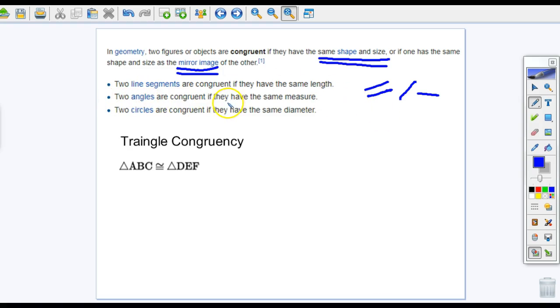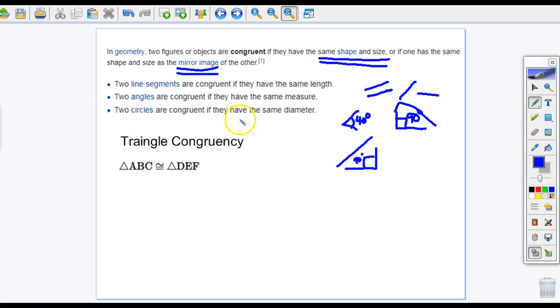Now, angles are also congruent if they have the same measure. When we measure an angle, we're going to measure the distance here, and let's say this is 40 degrees. If we have a right angle, it's marked by a box, and the measure of that angle is always going to be 90 degrees. So if you have another triangle, let's say the box is this way, but the sides are the same, this is still going to be congruent. Even though my triangle is flipped as a mirror image, it is still going to be congruent.